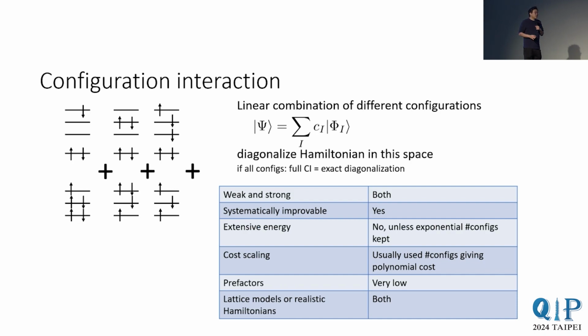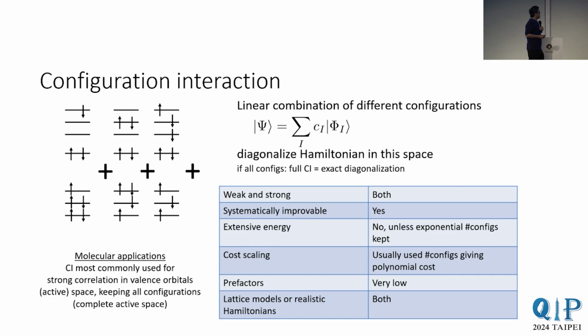Today, configuration interaction is not used a lot in chemistry, except in one context where it's used to treat the strong correlation problem amongst a small number of valence orbitals. So you have electrons in some bonding event where there's a lot of rearrangement of electrons between a few orbitals, and then you say, let's just diagonalize the problem. That's just doing configuration interaction.